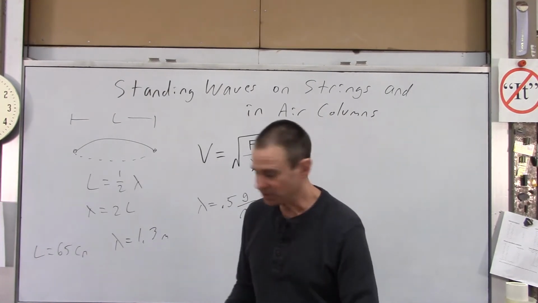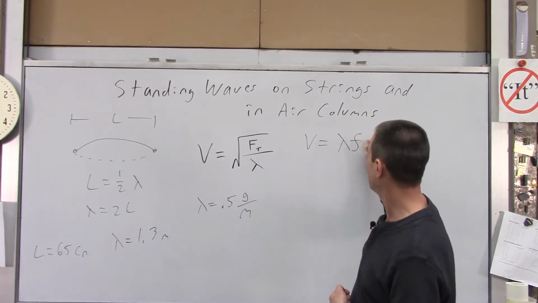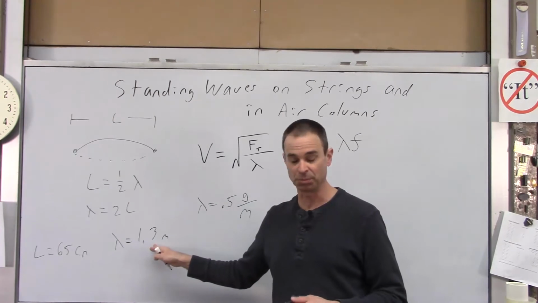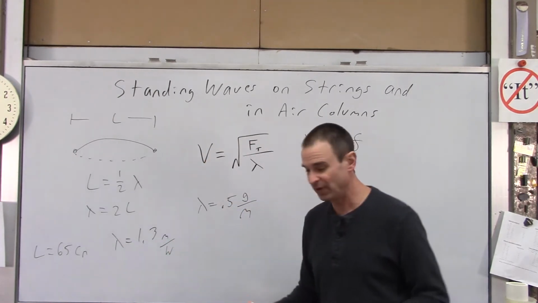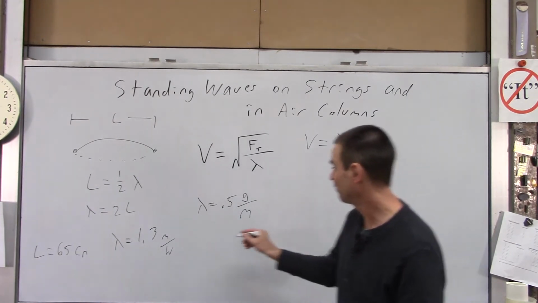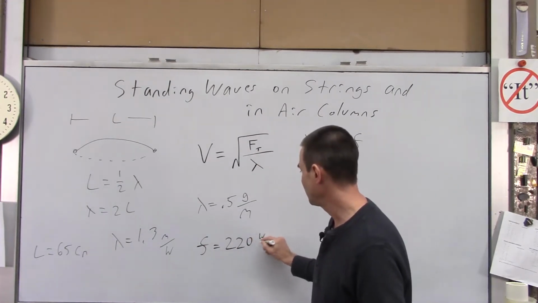Well, the velocity of the wave is simply wavelength times frequency. And I've got the wavelength, it's 1.3 meters per wave, okay? And I'll write that down, per wave. And the frequency, I told you it's an A note, that's 220 hertz. So my frequency is 220 waves per second.